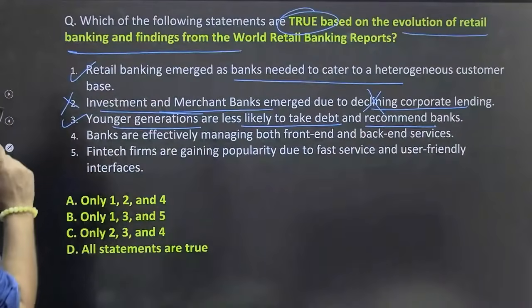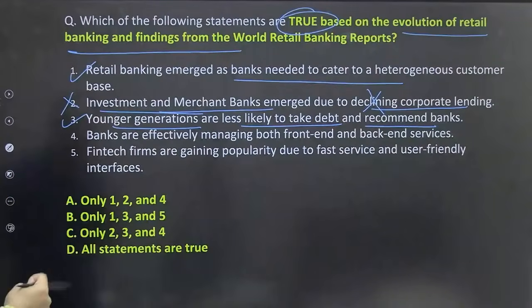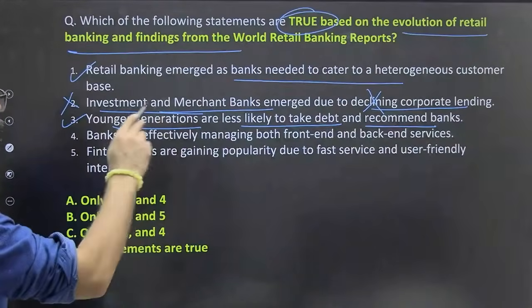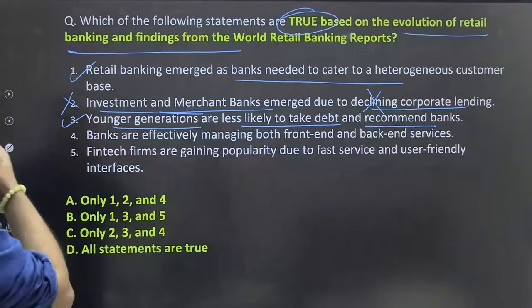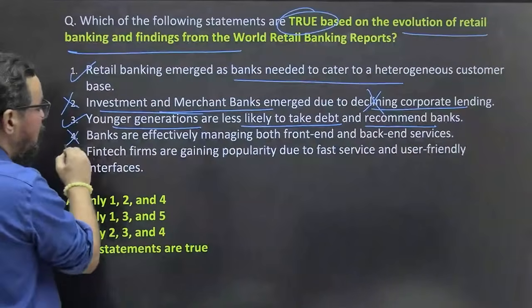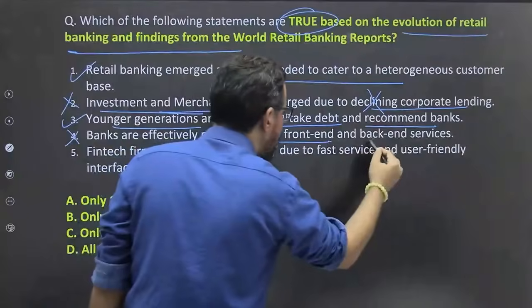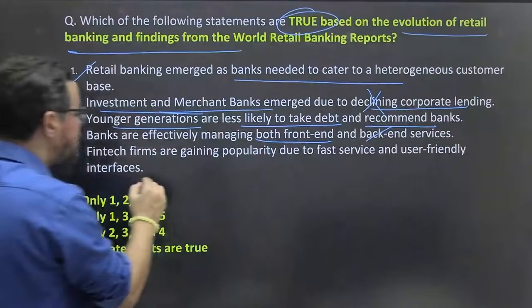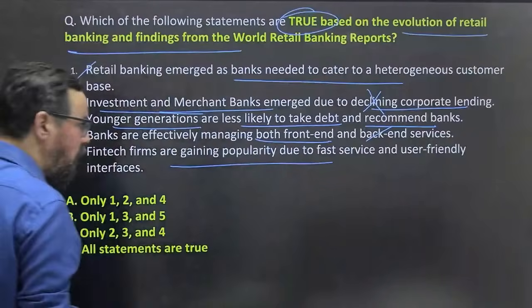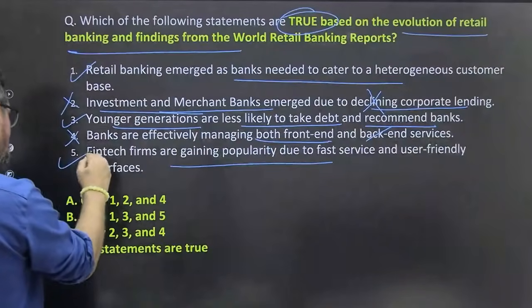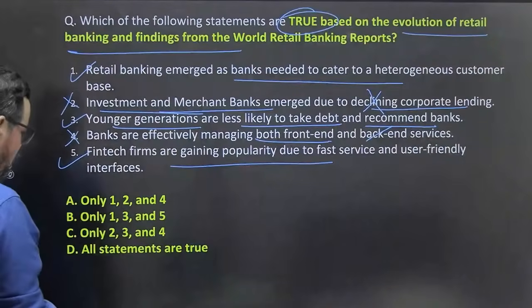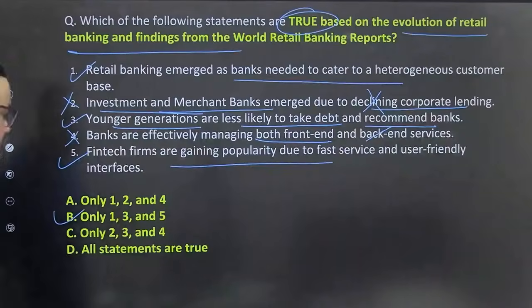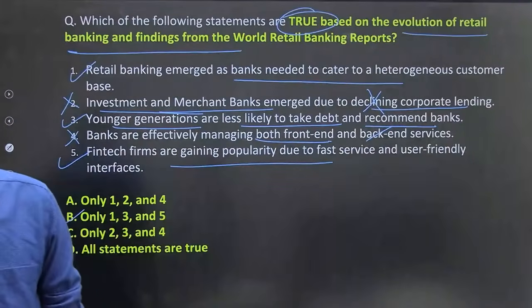True. Next one: banks are effectively managing both front end and back end services. True about the evolution of retail banking? No, I'll not go for this. Front end is true, but back end is not part of this. Fintech firms are gaining popularity due to fast service, 100% true. So 1, 3, 5. Do we have 1, 3, 5? Yes. So option B should be the right answer.